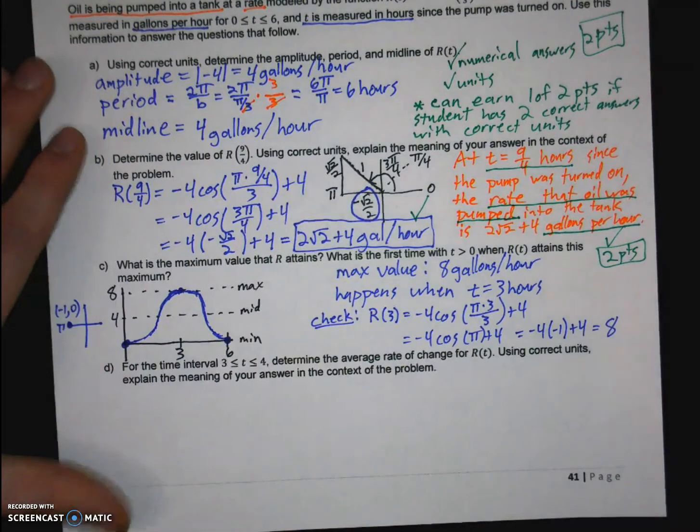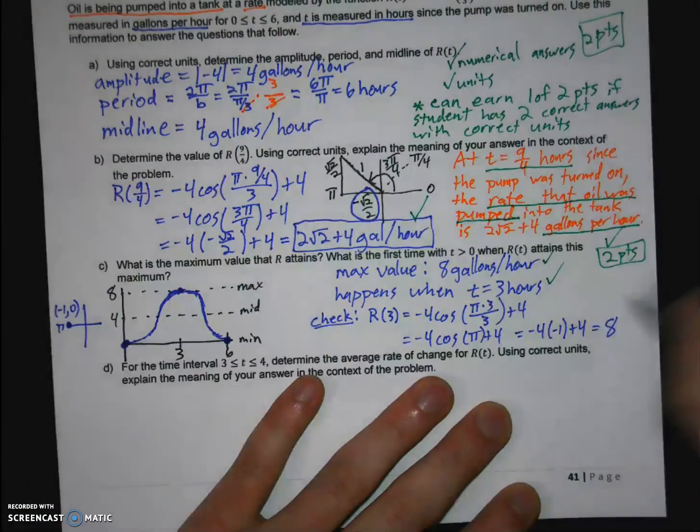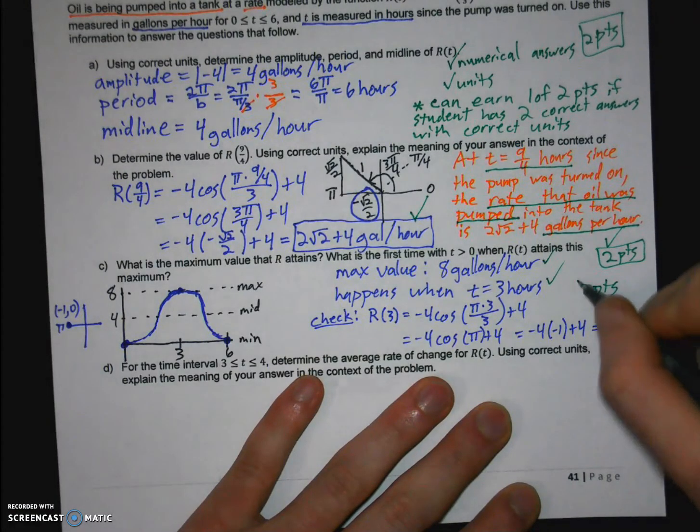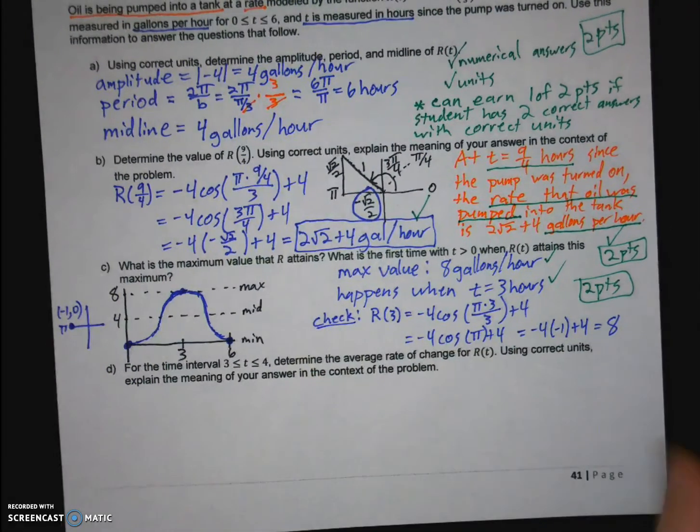Okay, so how do points get awarded here? Well, it's just very simple, straightforward. 2 points, 1 for each of the 2 values. 1 for getting the 8 and 1 for telling it happens when t is equal to 3 hours.